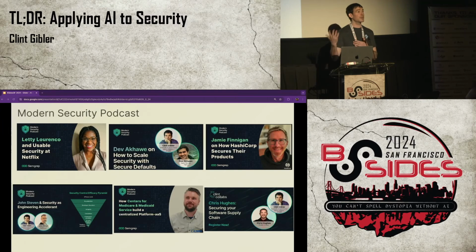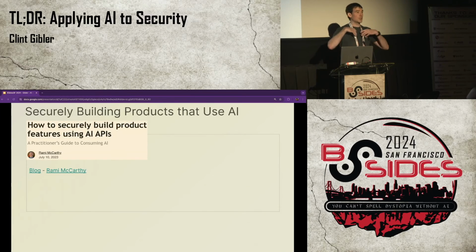I also talked with some other really cool people, not about AI, but about building scalable security programs. So Letty from Netflix, Dev from Figma, and Jamie from HashiCorp, and many more. Again, we didn't talk about securing AI, but if that is of interest to you, my friend Rami wrote a really lovely, very detailed blog post.